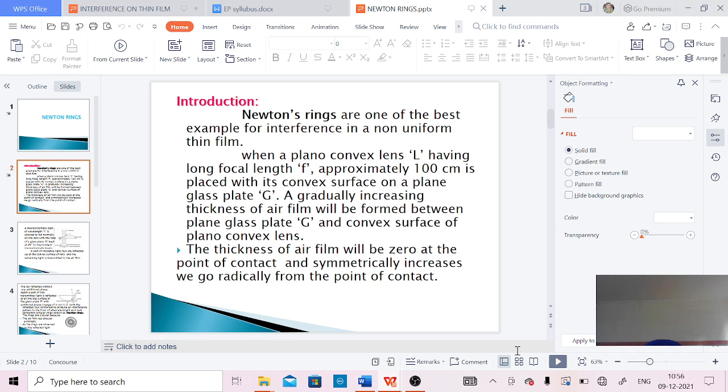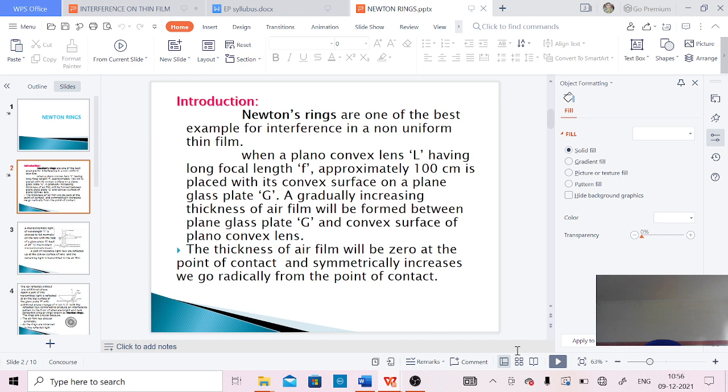film. Up to now, in interference in thin films, we considered a film, how the interference pattern occurs inside the film, and the path difference we have seen. Now, Newton rings are also one of the best examples of interference in a non-uniform thin film. It has no uniformity. So in that non-uniform thin film also we can get the interference pattern. How does it occur? Let us see.